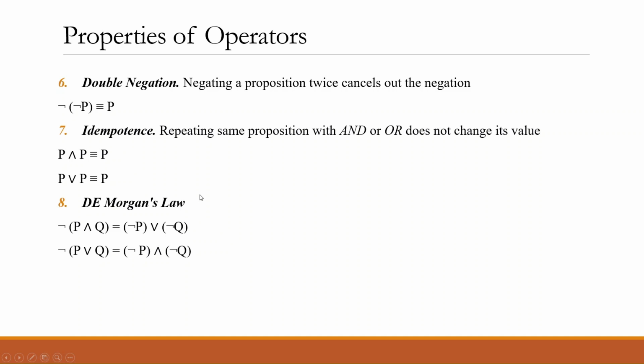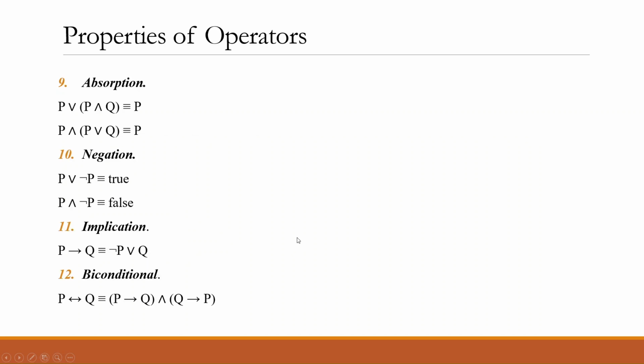Here we have De Morgan's law. When we negate the conjunction of these two propositions, basically the result is equivalent to not P or not Q. The same is here. So basically we change from OR to AND and we negate the two propositions. Absorption. P or (P and Q) is equivalent with P. P and (P or Q) is equivalent with P.